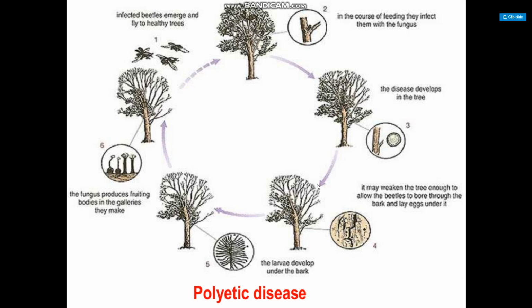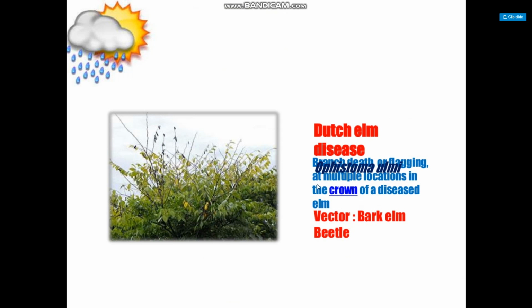First, infected beetles emerge and fly to healthy trees. Second, in the course of feeding, they infect them with the fungus, and the disease develops in the tree. It may weaken the tree enough to allow the beetles to bore through the bark and lay eggs under it. The larvae develop under the bark, and the fungi produce fruiting bodies in the galleries they make. An example of polyetic disease is Dutch elm disease.